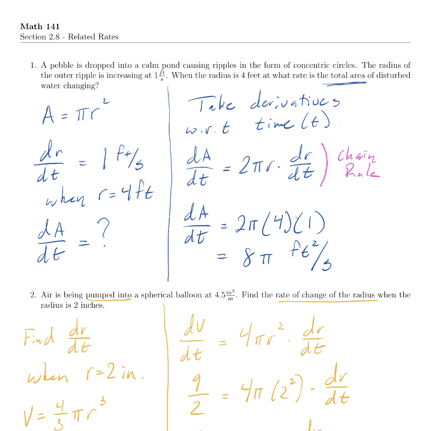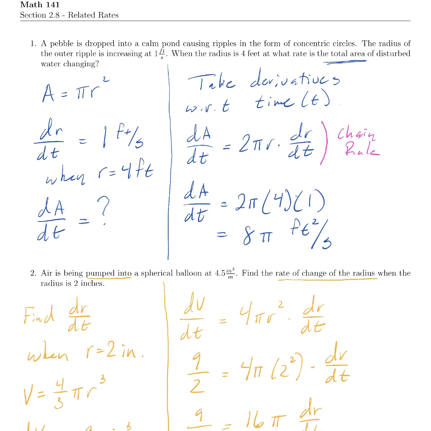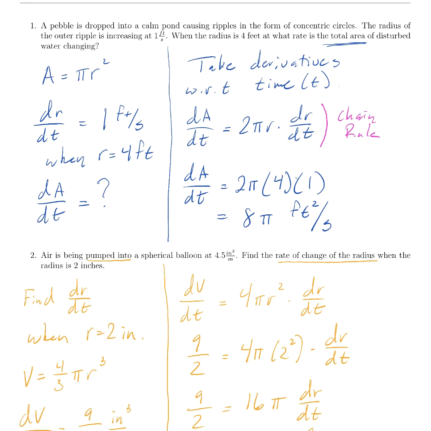Okay, here are the solutions to the 2.8 activity on related rates. Let's see, I think I completed three of them here that I'll walk through, and then one of them that we can do out.